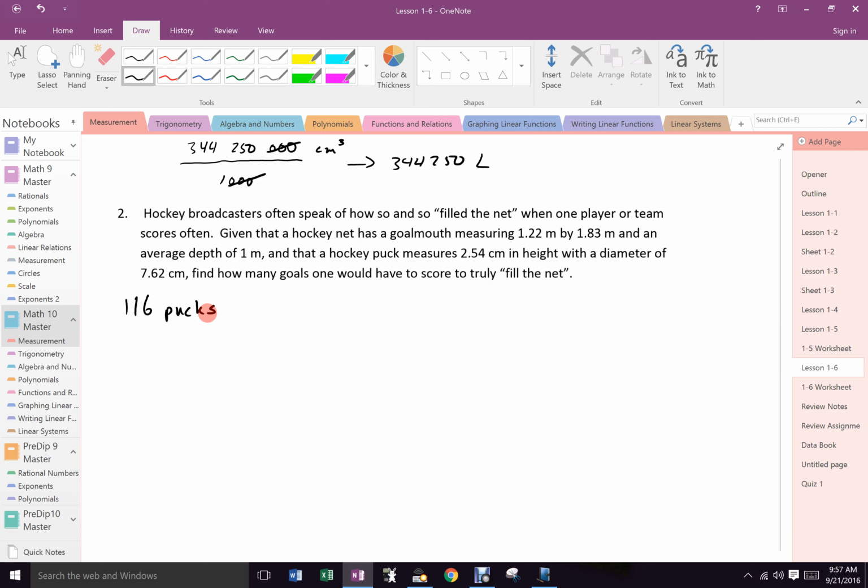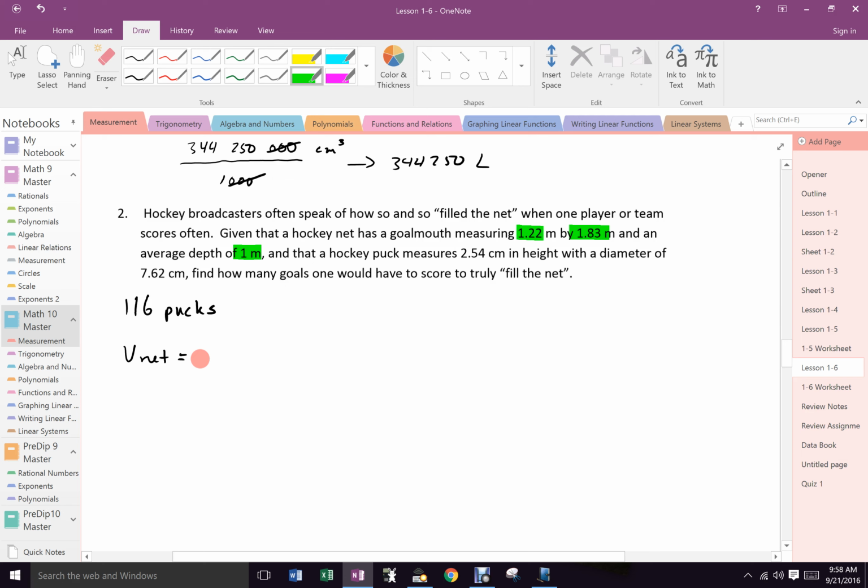What did you do? So I first found the volume of the, like the inside of the net. So you found the volume of the net, and because it's a rectangle, it was easy. It was length times width times height, right? So Mark's first move was volume of the net. And since the net is a prism, Mark went length times width times depth, right? And got 1.22 times 1.83 times 1. So 1.22 times 1.83 is what? Whatever it was, right? You got a number. Volume of the net. And then what did you do?